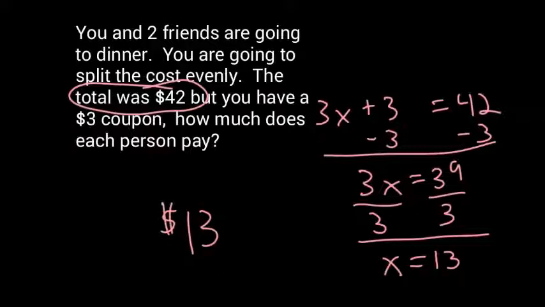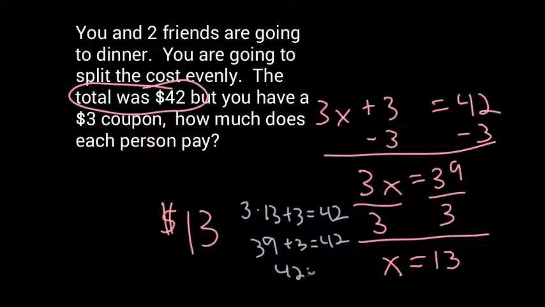And we can check ourselves by putting that back into the original equation. So 3 times 13 plus 3 equals 42. 3 times 13: 3 times 3 is 9, 3 times 1 is 3. So I got 39 plus 3 equals 42. And then 39 plus 3 is 42, which equals 42. So we got a true statement, so we know we did that correctly.